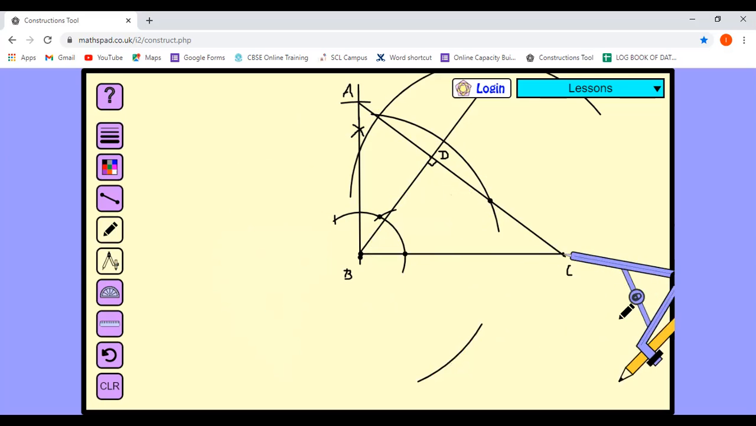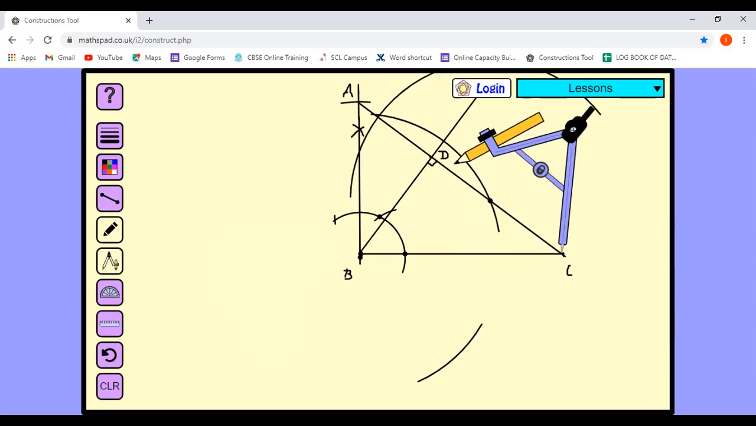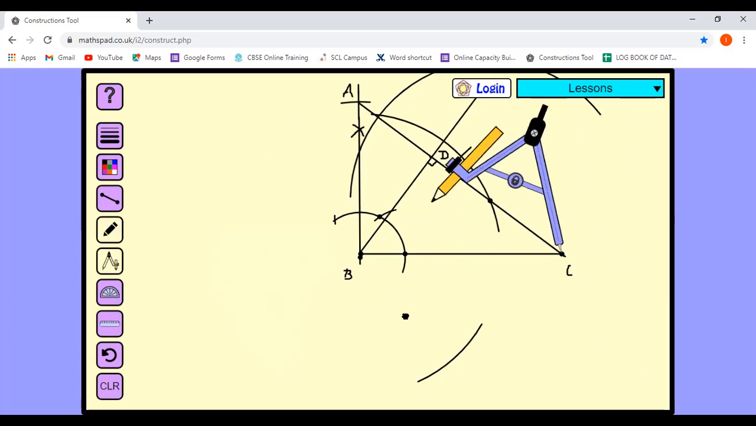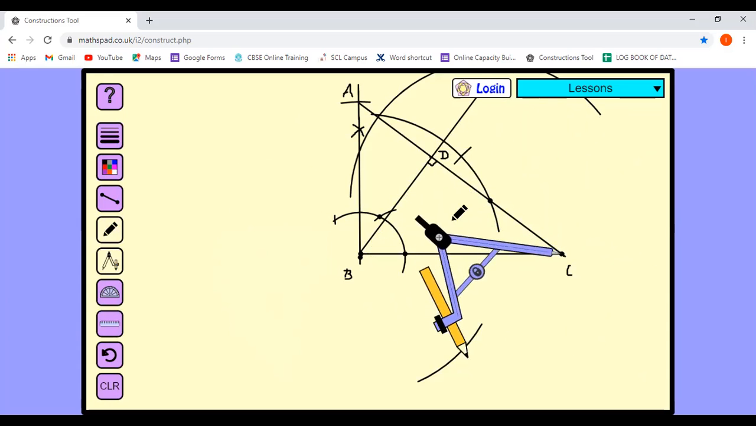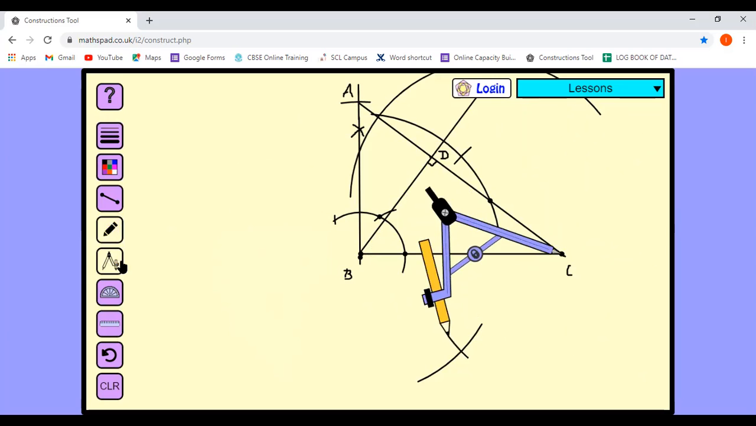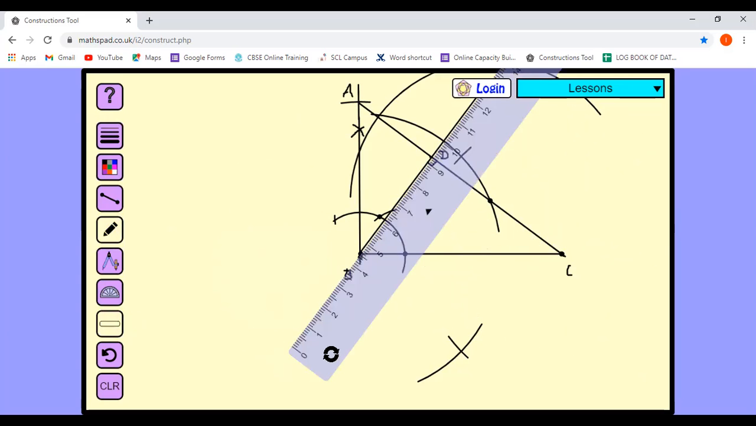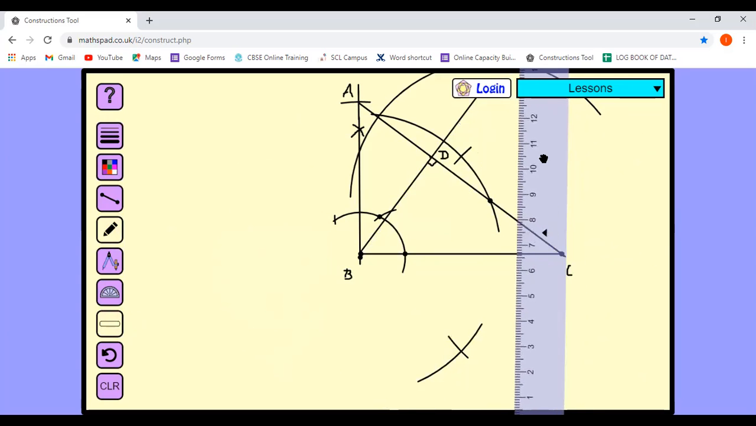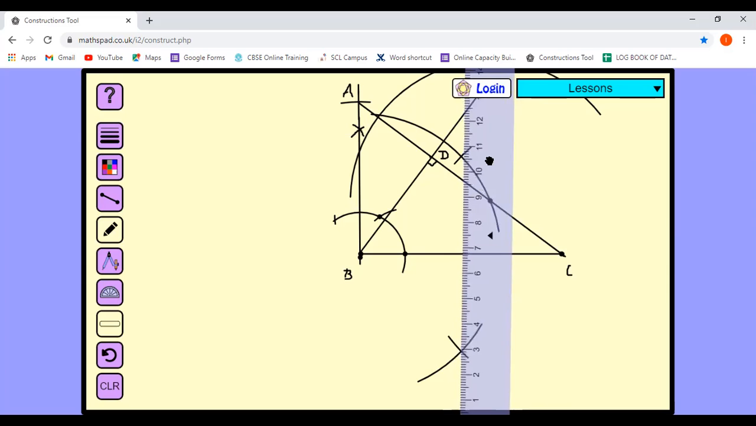Again, from C, we are going to cut an arc above to cut the previous one and an arc below. Now let us join these two. This particular construction has a lot of bisector cuttings, so if you want you can make this in a dotted line, because all we need to know is the center.